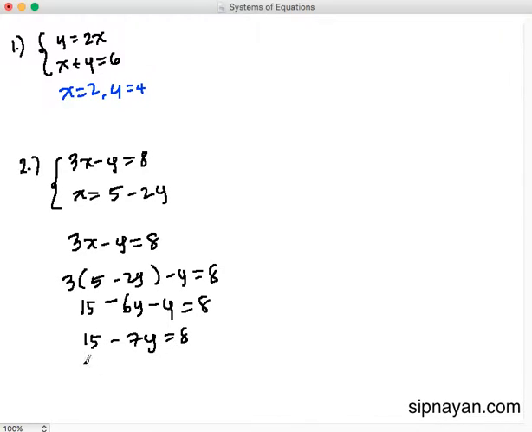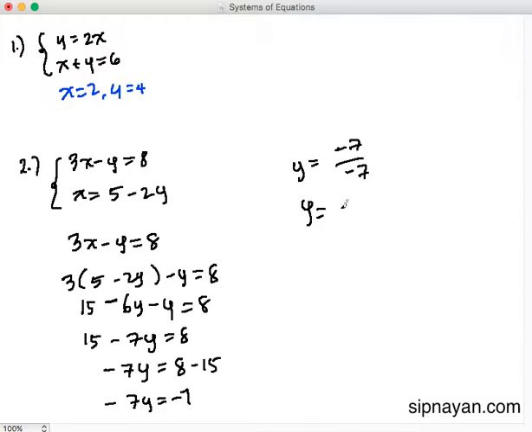So we need to subtract 15 from both sides so that only negative 7y remains. 8 minus 15, so negative 7y equals negative 7. And y equals negative 7 over negative 7. Y equals 1. So y is equal to 1.